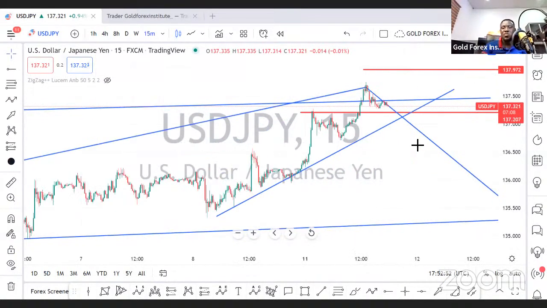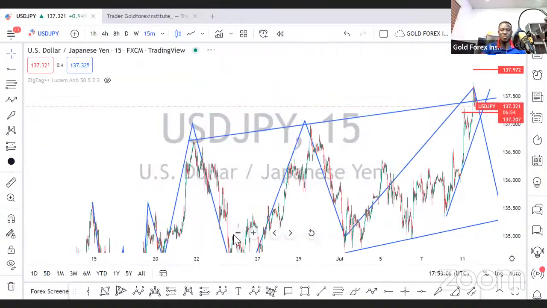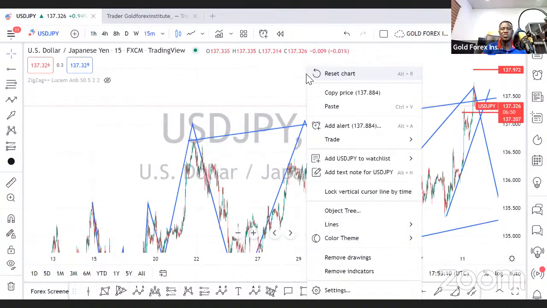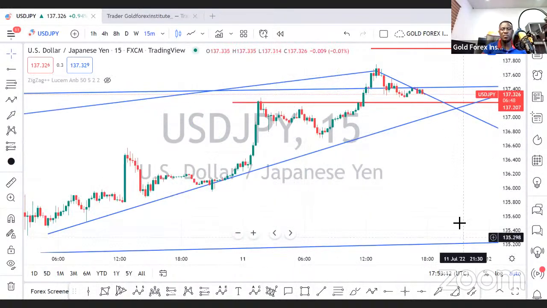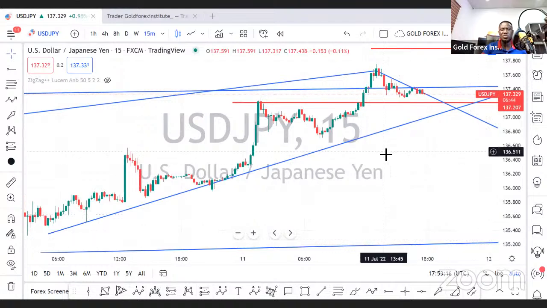So it's more like a turtle soup kind of setup. So I'm waiting for the fifth wave. It's a swing trade actually. I'm hoping that it will swing to the support level over here, 135.262. Okay.